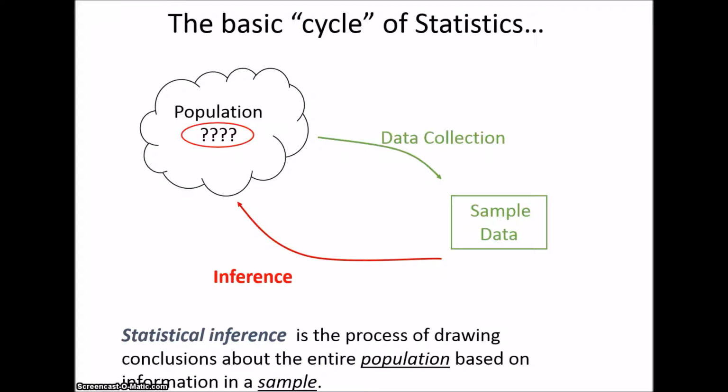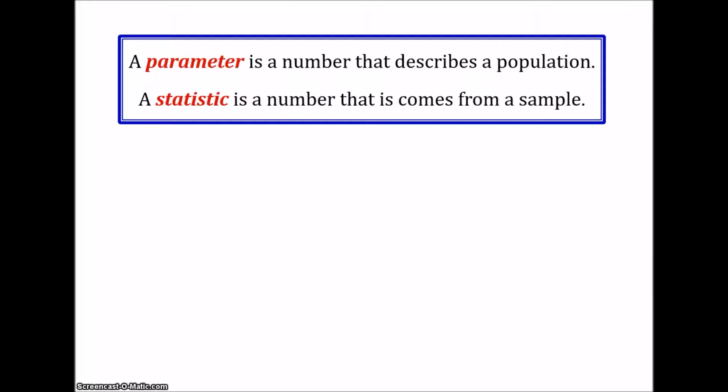Statistical inference is the name that we give to the process of drawing conclusions about the entire population based on information just in a sample. Now, in last week's video, I said that a parameter is a number that describes a population, so it can only be calculated if we can collect data from every member of the population. A statistic is a number that comes from a sample, something we calculate based on sample data. And this is discussed more explicitly in section 3.1 of the textbook.